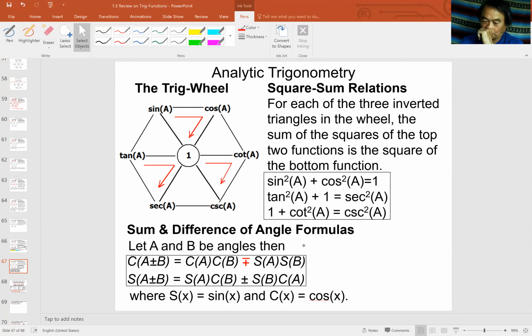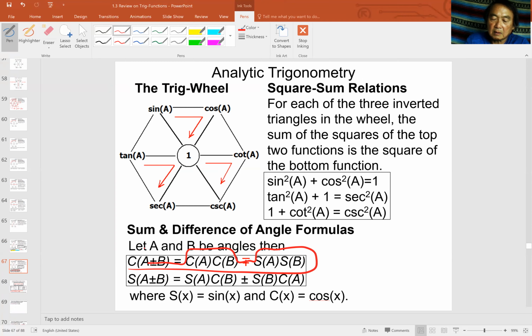Now, given two angles. Everything on top of the formula we were dealing with was the same angle. Suppose I have two different angles, then what are the formulas? These are the most important ones. Let me just point out the most important one. The most important one is this one.